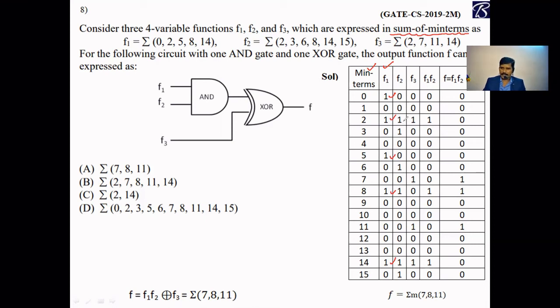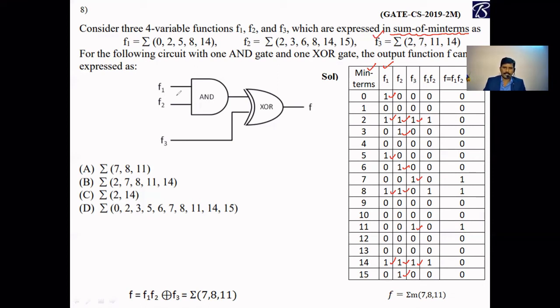F2 is 2, 3, 6, 8, 14, 15, right? And what is F3 given? 2, 7, 11 and 14, right? These are the given functions f1, f2, f3 minterms, right?